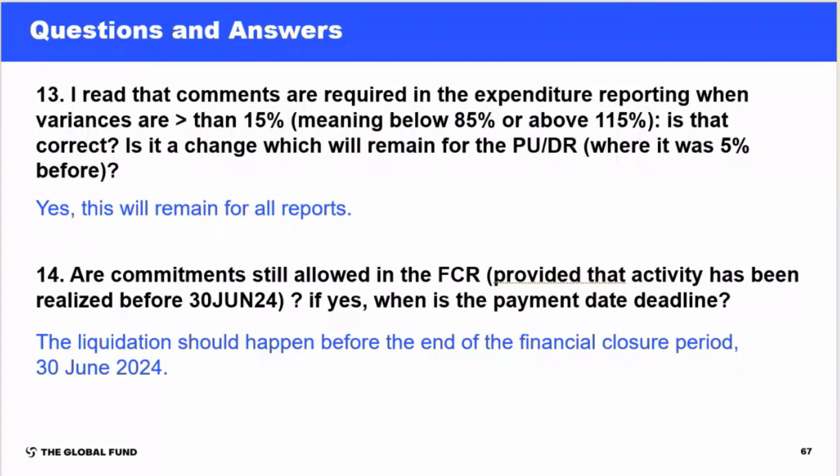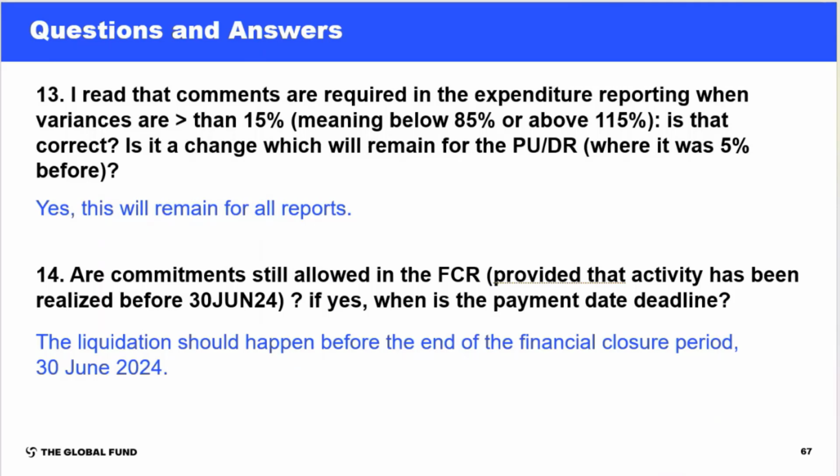So comments are required in expenditure reporting when a variance is more than 15%, meaning below 85 or above 115. Is that correct? Is it the change which remains for the PDR where it was? Yes. So now it's 15%, and this will remain for all reports.